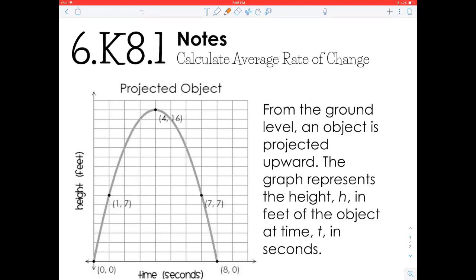Okay, hello everybody. We are going to go over 6.K8.1, which is calculating the average rate of change. We're going to be talking about rate of change, which is something we've done before, but this time we're really focusing on the idea of an average rate of change. It's kind of like the middleman of the rate of change. It's not the exact rate of change, but it's an average of what's happening between certain points.